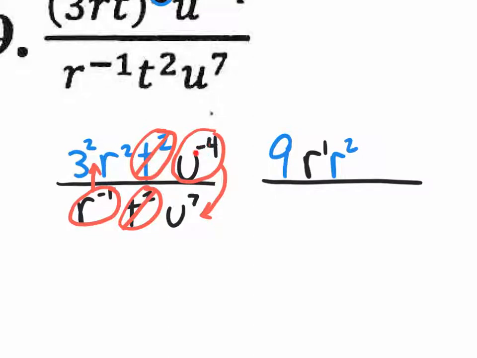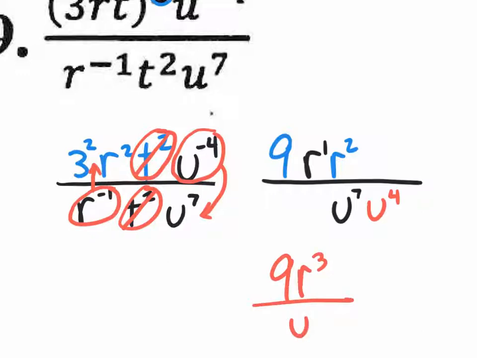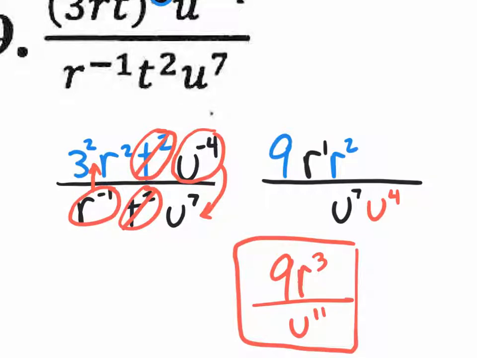And there's no more t, and this u, I'm not going to write it up there, it's going to go down. So on the bottom I have the u to the 7th, and I'm moving the other u to the negative 4th down, so that's going to become u to the positive 4. Now the only other thing to do here is rule 1 of exponents, which is add your exponents when you're multiplying with the same base. So you're going to be able to add 1 plus 2 and get 3. So your final answer will be 9r to the 3rd over u to the, if you add that, you get what? 11. So there's your answer, 9r to the 3rd over u to the 11th.